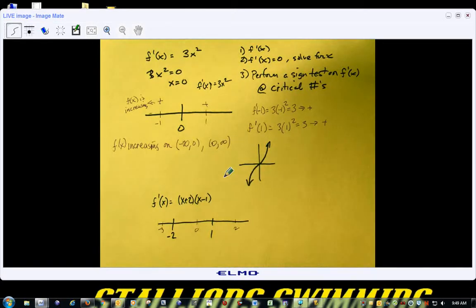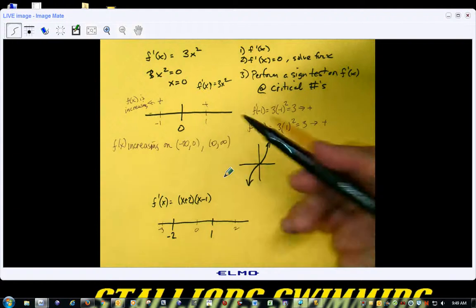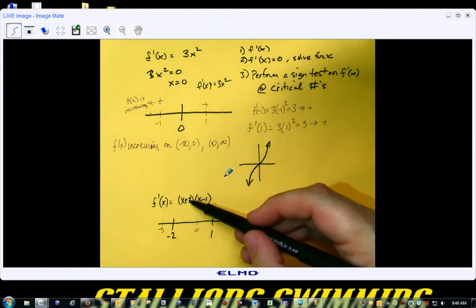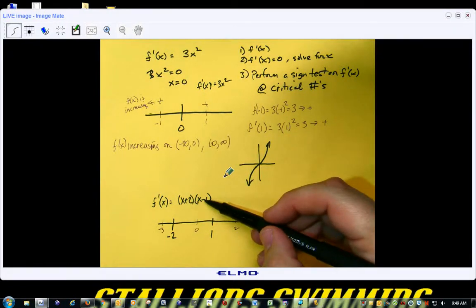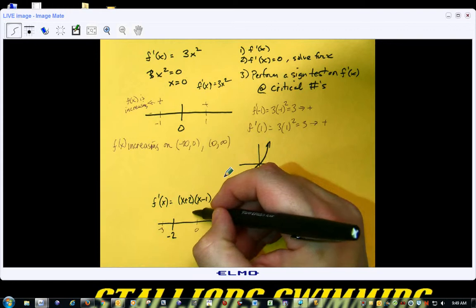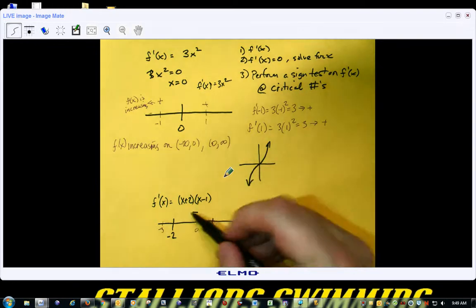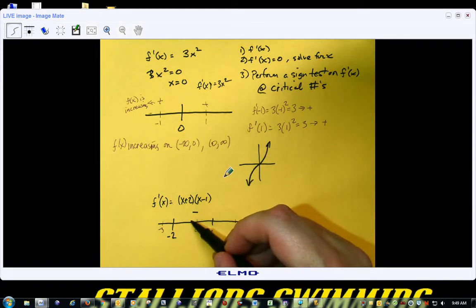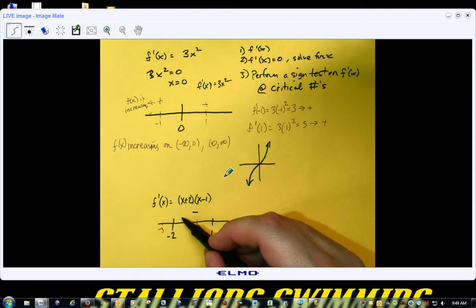Now, 0 would give me a positive and a negative. So positive times negative would be what? Negative. So what does this tell me about the original function? Yeah. f is decreasing there.